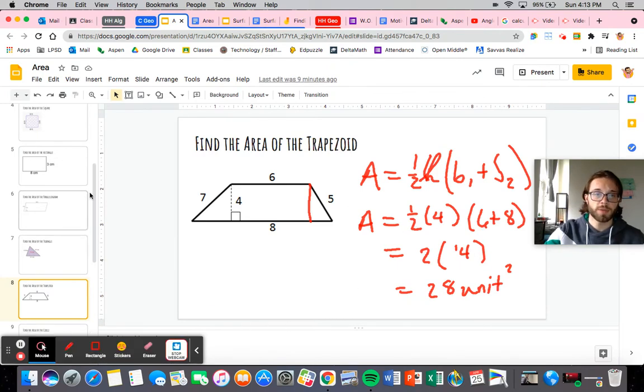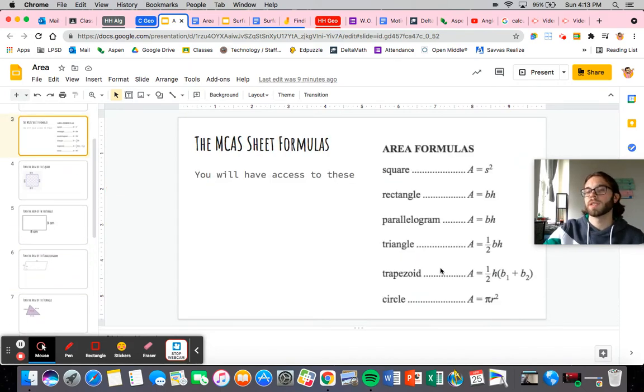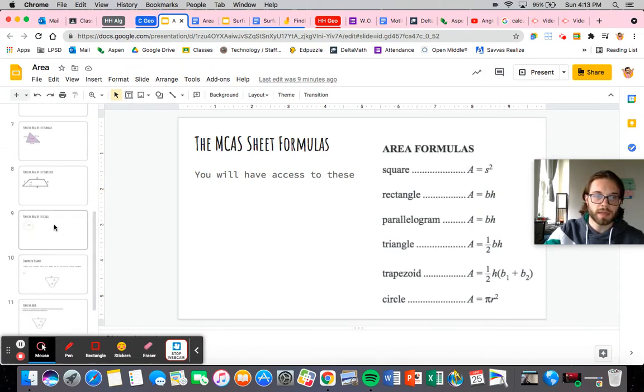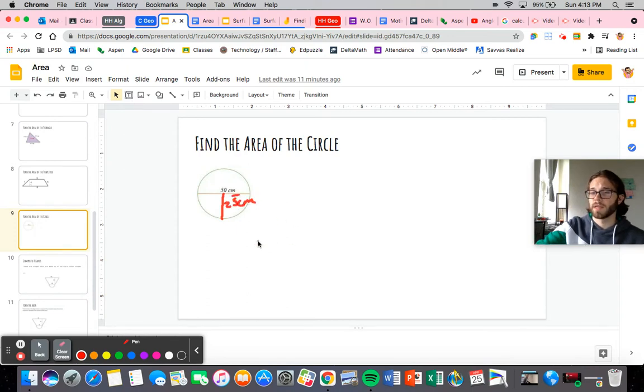All right, last one, I believe. We have the circle, whose area is equal to pi r squared. So if we take a quick look at something like this, we are given the diameter. We do not want the diameter, we want the radius, which is half the diameter. So the diameter is 50, the radius is 25.